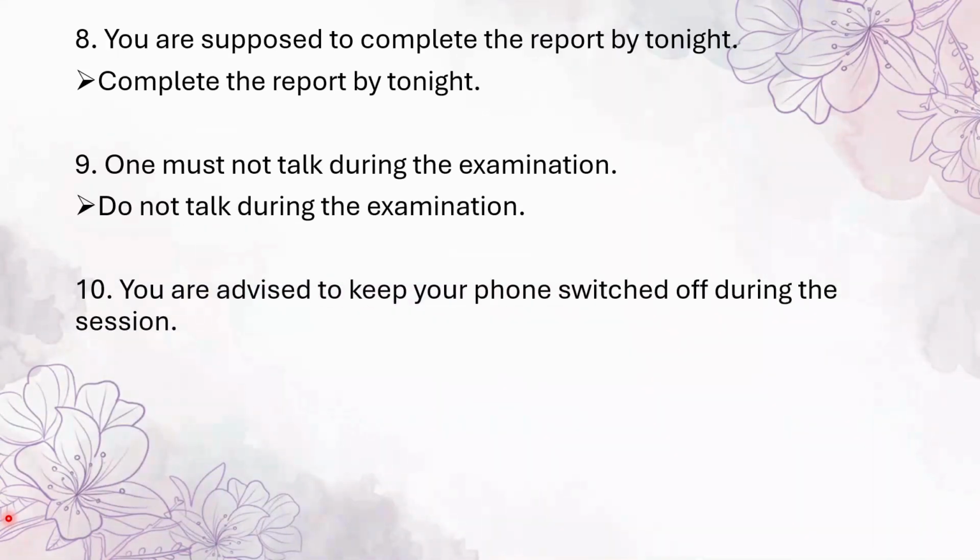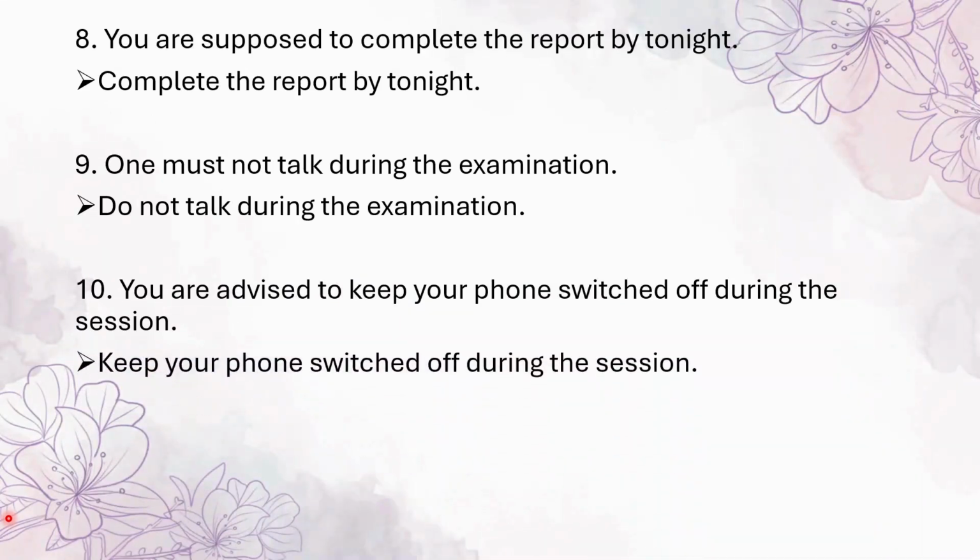Number 10: "You are advised to keep your phone switched off during the session." And its imperative is "Keep your phone switched off during the session." Passive structure again. We remove "are advised to" and begin with "keep." This way, the advice becomes an actionable directive.